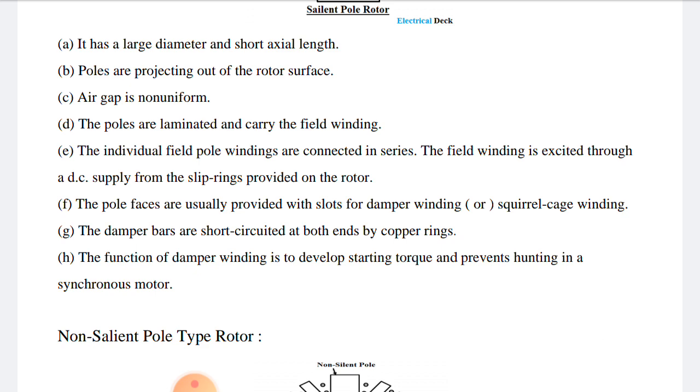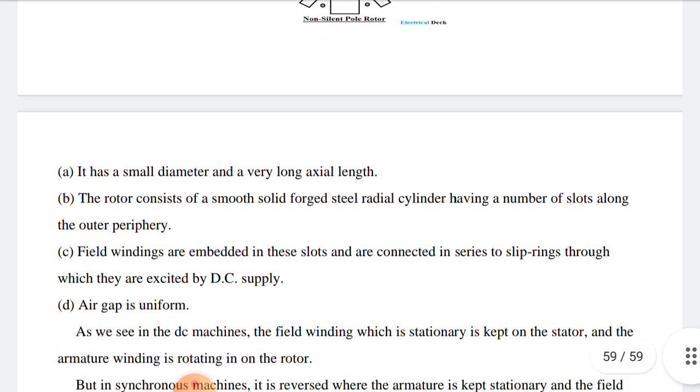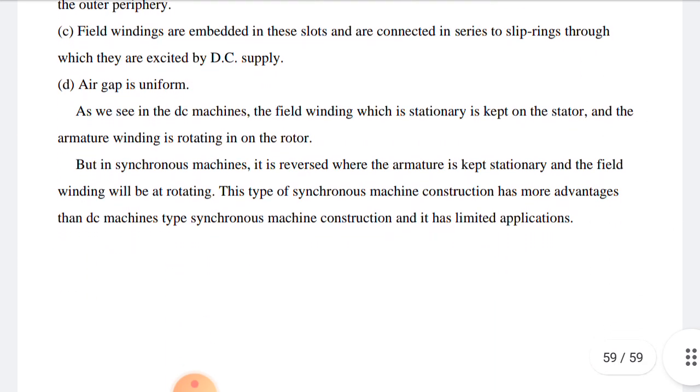And the second one is the non-salient pole type rotor. In non-salient pole type rotor, there is a small diameter and very long axial length. The rotor consists of a smooth solid forged steel radial cylinder having a number of slots along the outer periphery. Field windings are embedded in these slots and are connected in series to slip rings through which they are excited by DC supply. Air gap is uniform.